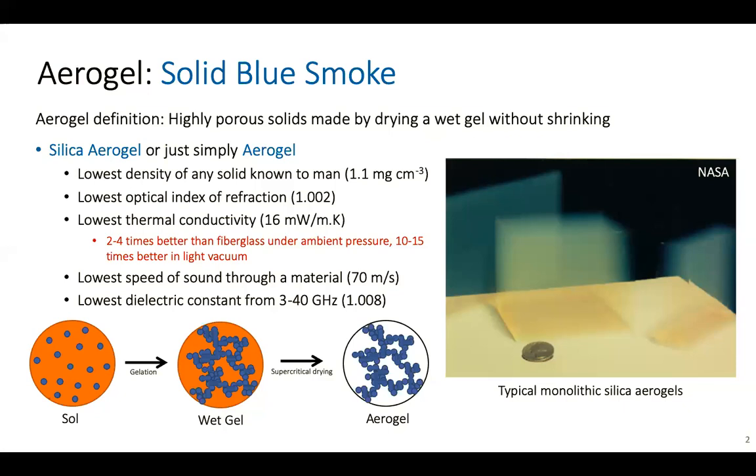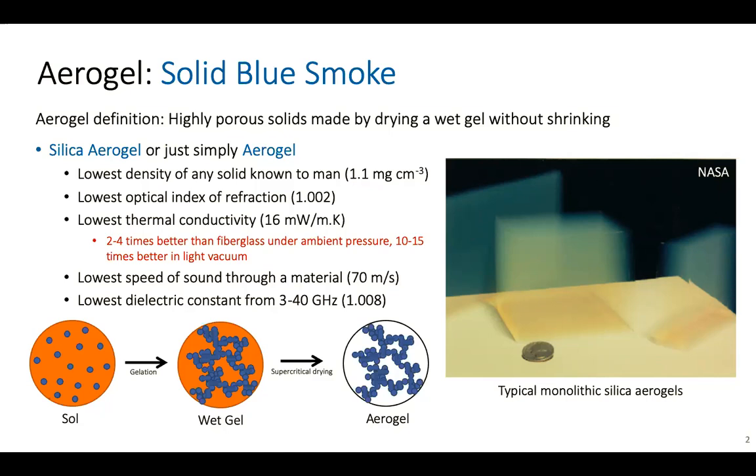Typically, a sol-gel approach is adopted for making an aerogel. We start with a sol, which is a mixture of solutions, and through a condensation process, nanoparticles are formed, which we call primary particles. Primary particles agglomerate together to form secondary particles, and eventually we have a three-dimensional network of particles filled with liquid phase that we call the wet gel.